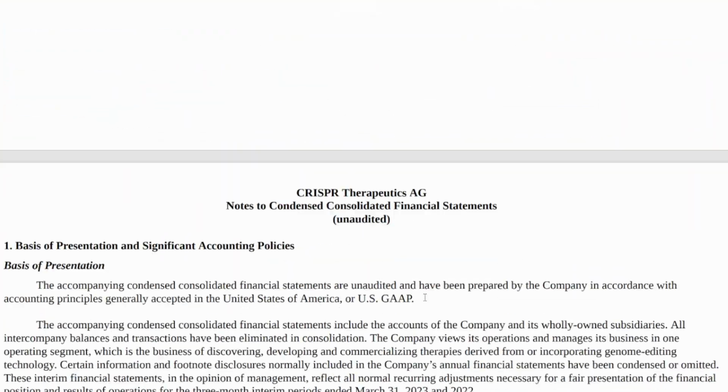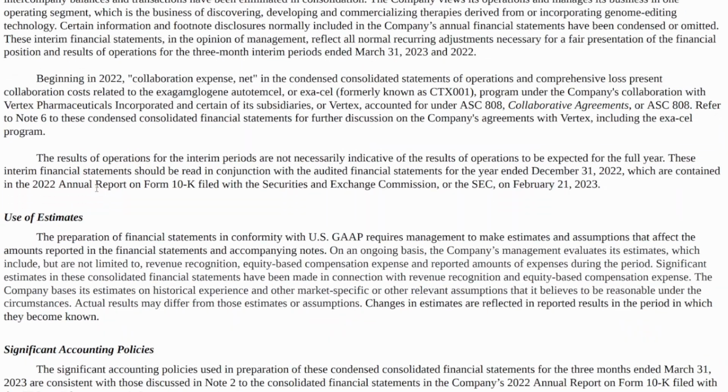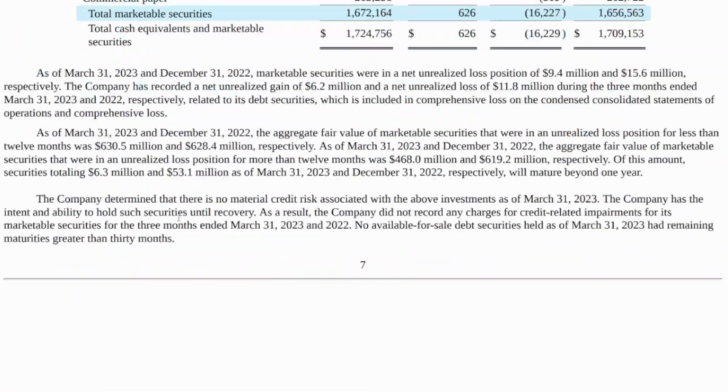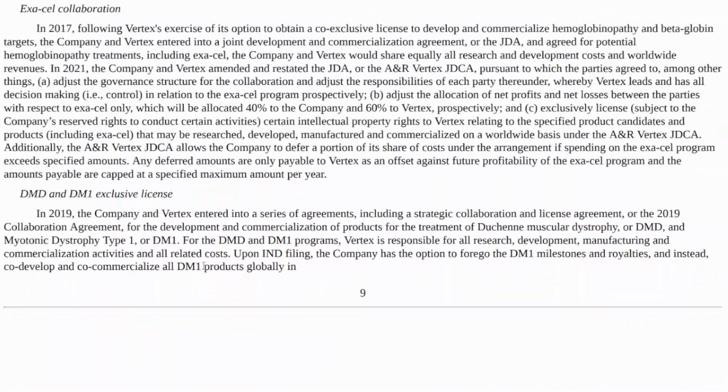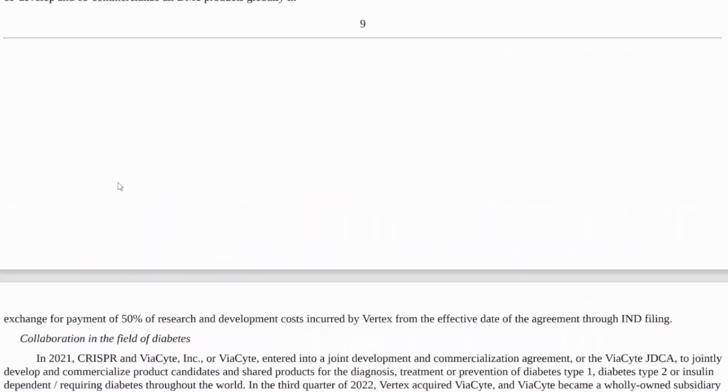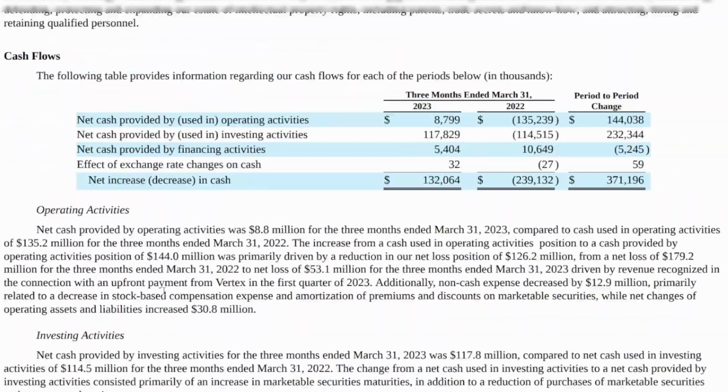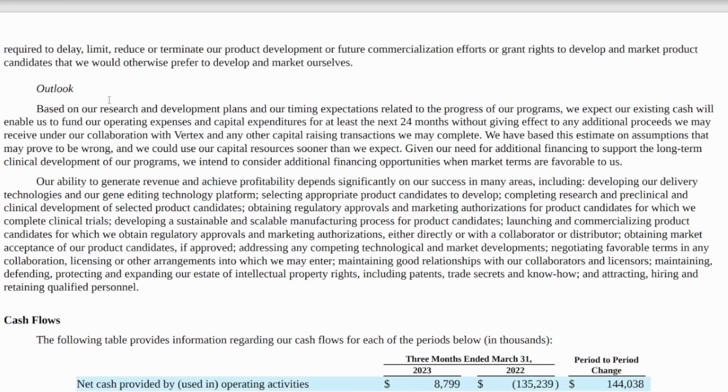And here's something else interesting that I figured out while going through this wonderful earnings statement. If we take a look down here in the outlook area, we see some very interesting things where they say that our expected existing cash will enable us to fund operations and expenditures for at least 24 months. If you do a little bit of mental math, 24 months will take us to 2025 when they're expected to be profitable, which is pretty nice.